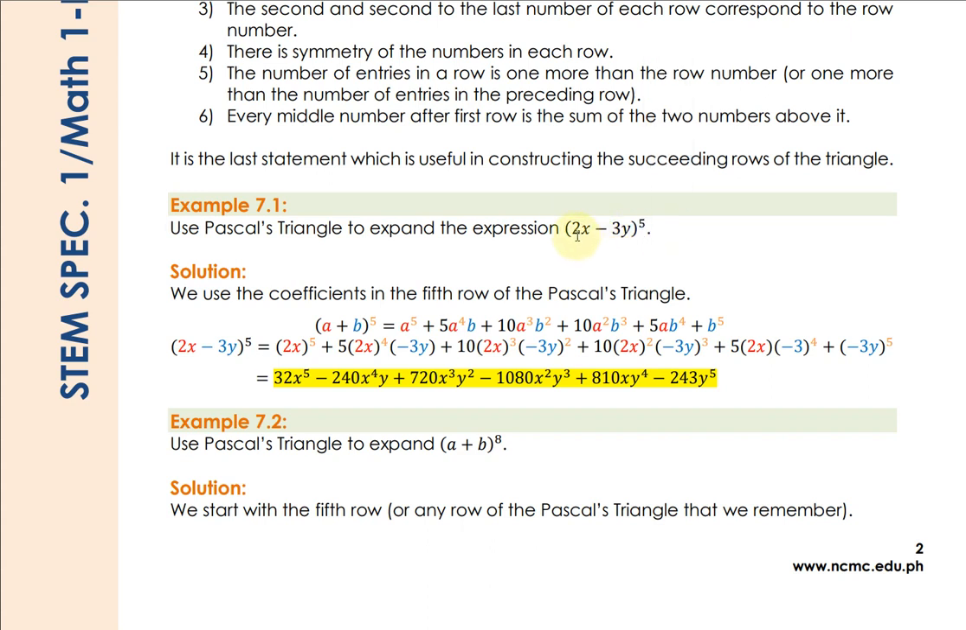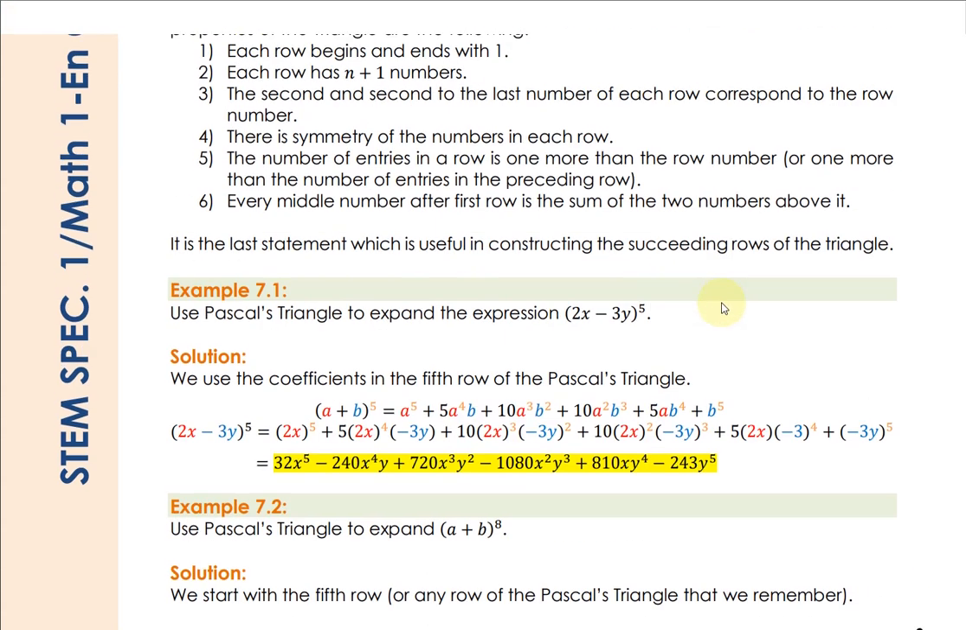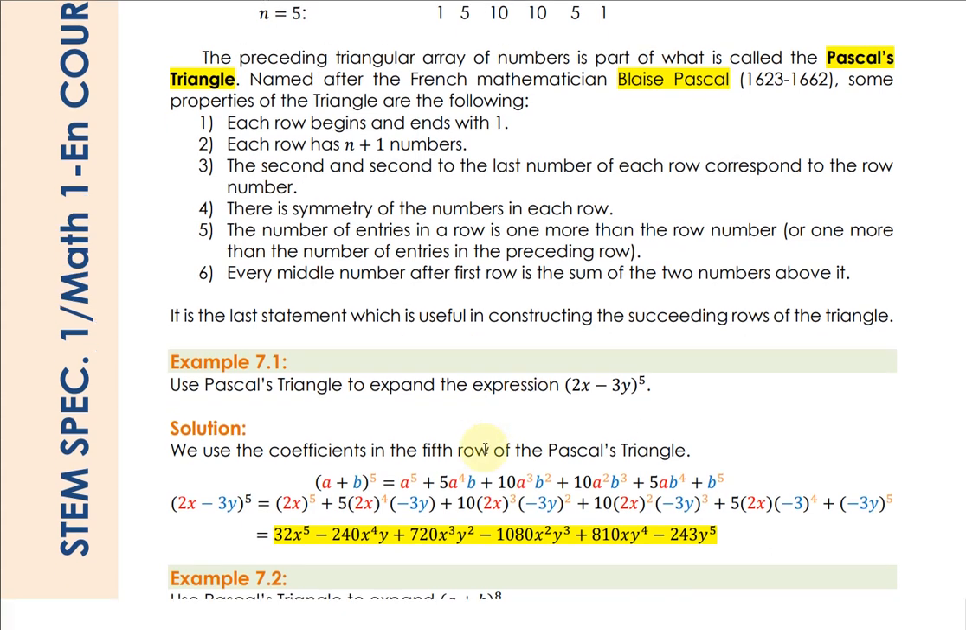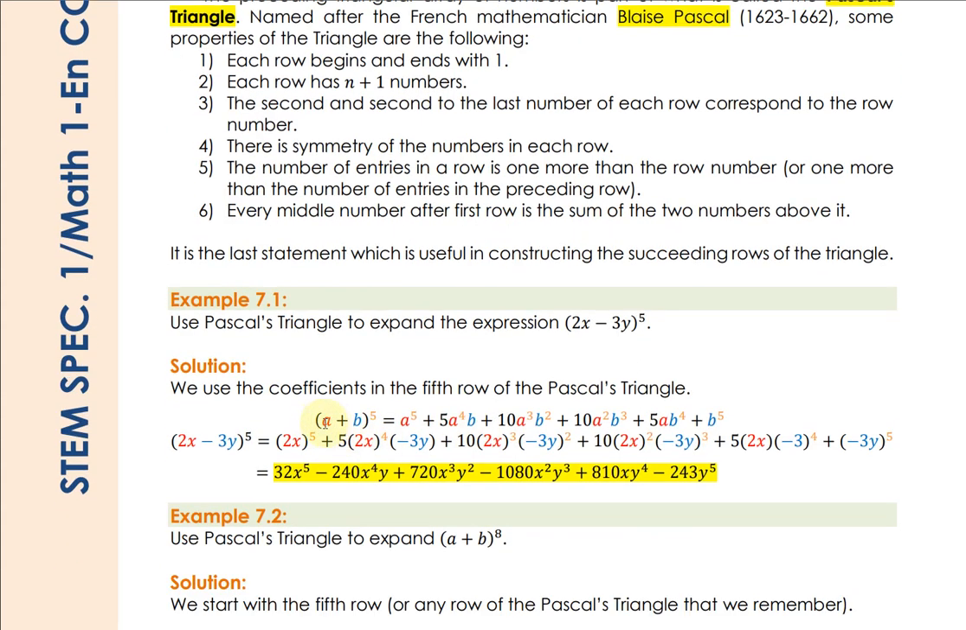If we are going to expand this manually, we have 2x minus 3y times 2x minus 3y times 2x minus 3y and so on. So it would take a lot of multiplying. But using Pascal's triangle, it will make things easier. So recall the fifth row of Pascal's triangle earlier, we have coefficients 1, 5, 10, 10, 5, and 1. So that's why I wrote it here again.